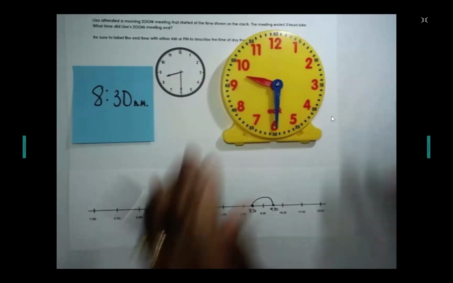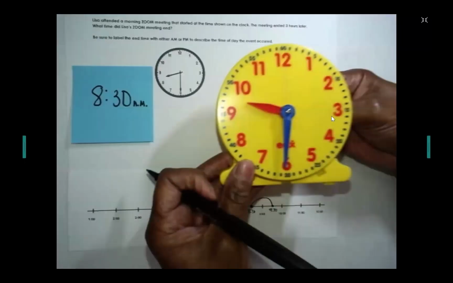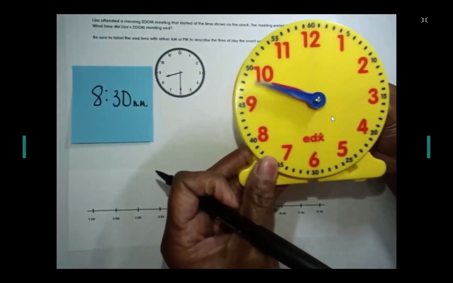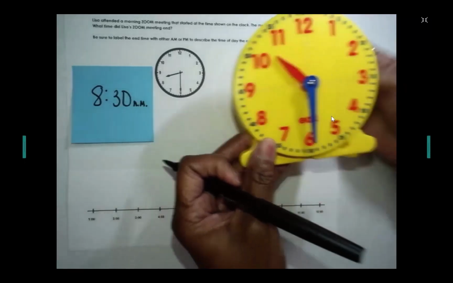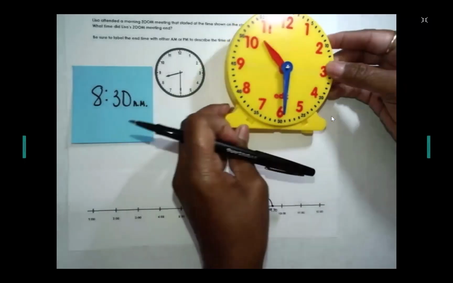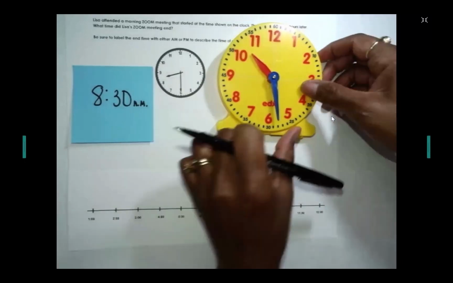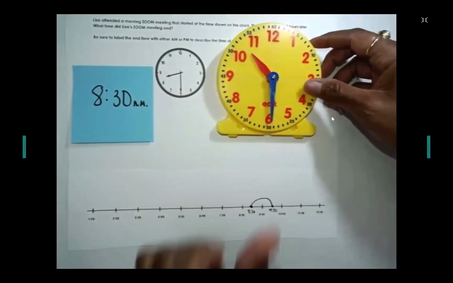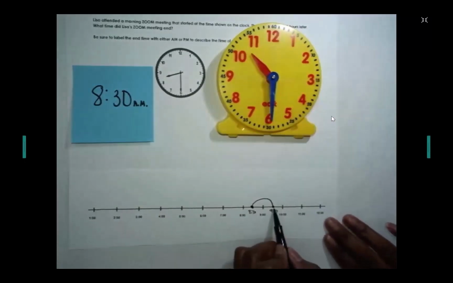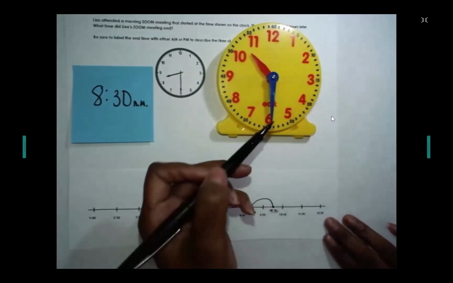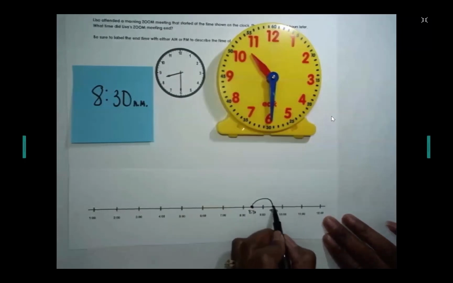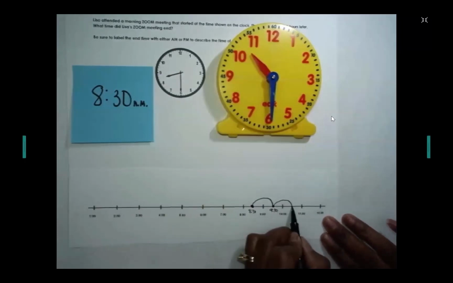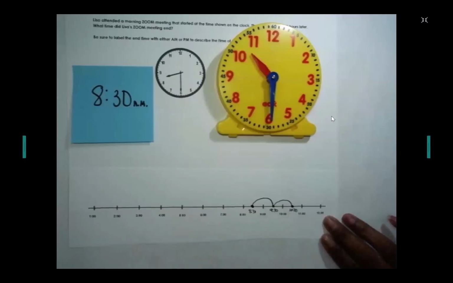9:30. So I want to go another hour on my clock. The minute hand goes around a complete turn and stops where it started. I can see now that that's 10:30. So on my timeline, I want to do the same. I want to jump another hour. I know that 10:30 is between 10 and 11. So that's where my jump will end, right between the 10 o'clock and 11 o'clock at 10:30. And now that's 2 hours.